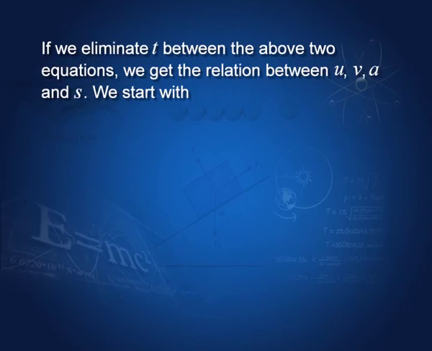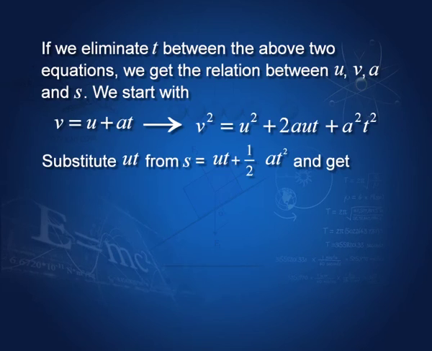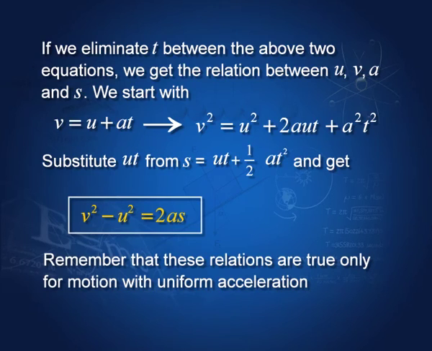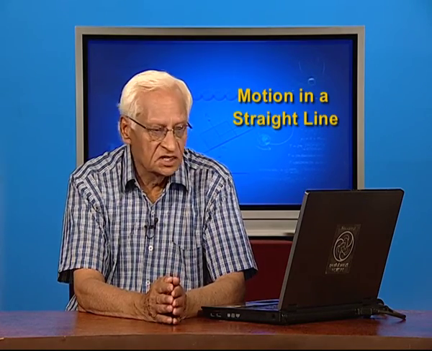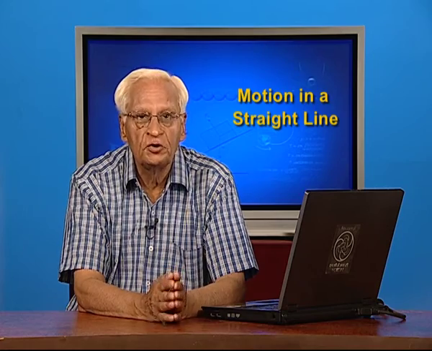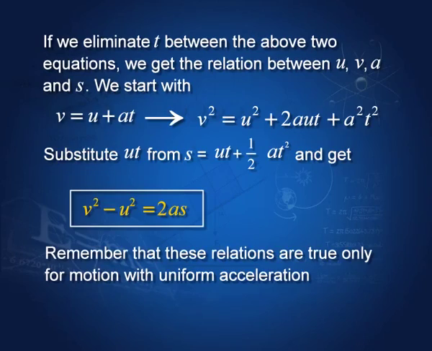If we eliminate t between these two equations, that is v equal to u plus a t and s is equal to u t plus half a t square, then we get the third equation, which is v square minus u square is equal to 2 a s. And I want to remind you that these relations are true only for uniform acceleration. This is the point which we generally forget.